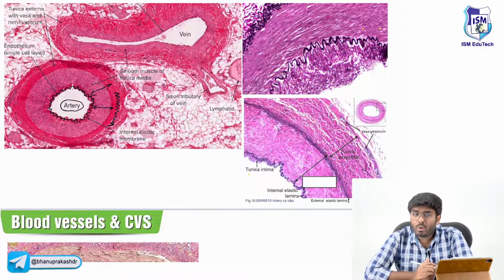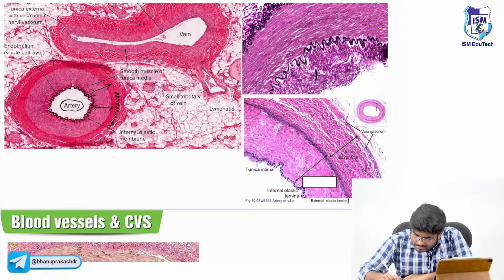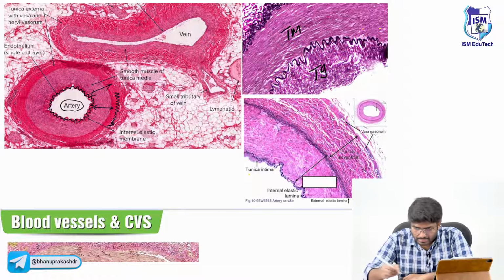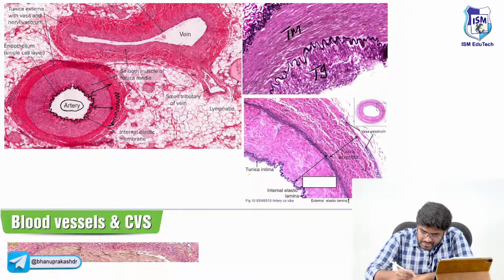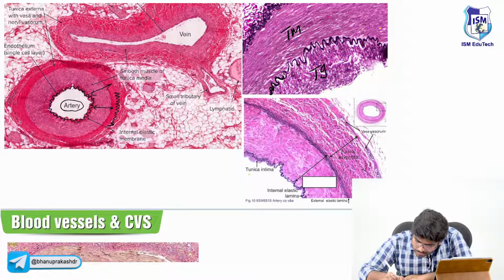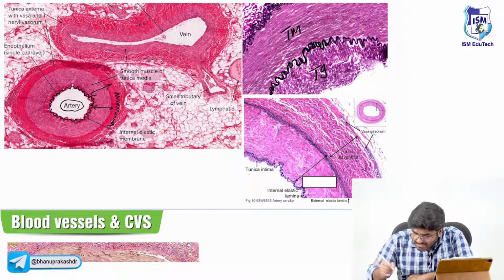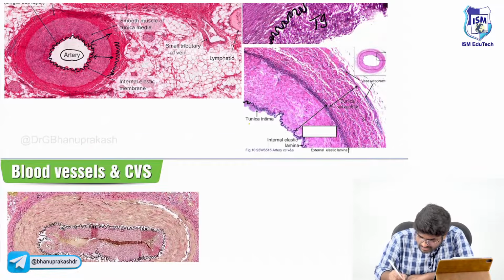Now, apart from that, what else should you know? Look here, this is the tunica intima, tunica media, and here is the tunica adventitia. 3 layers are there. But have you appreciated that there is this blue colored wavy lining here? This blue wavy lining is present between the tunica intima and tunica media. So what is this? This is called the internal elastic lamina, made of elastic fibers. Even here you can see very clearly.